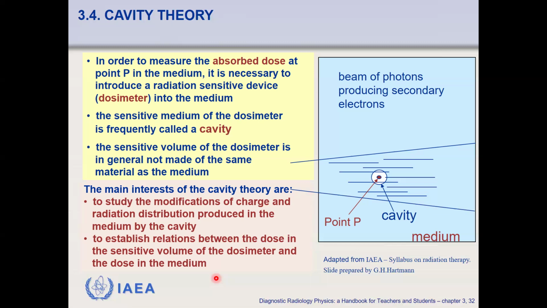So cavity theory relates the detector signal to a dose in the surrounding medium. For many years, the cavity ionization chambers have been the preferred detectors to measure the absorbed dose from ionizing radiation.